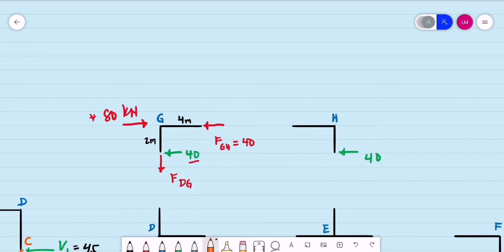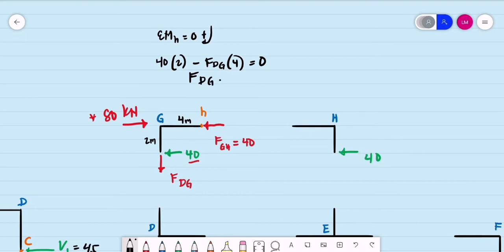So this is initially the point of inflection. This is point H. We may do the summation of moment about point H equal to 0, assuming clockwise moments to be positive. That is, we have 40 times 2 minus the axial force for column DG multiplied by 4 is equal to 0. So the axial force for column DG is 40 times 2, which is 80, divided by 4. This is 20 kilonewtons. So the axial force for column DG is 20 kilonewtons.